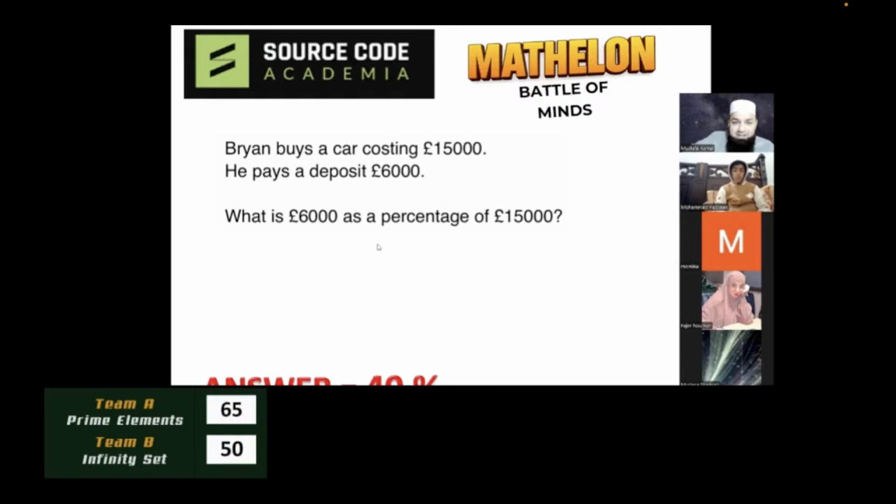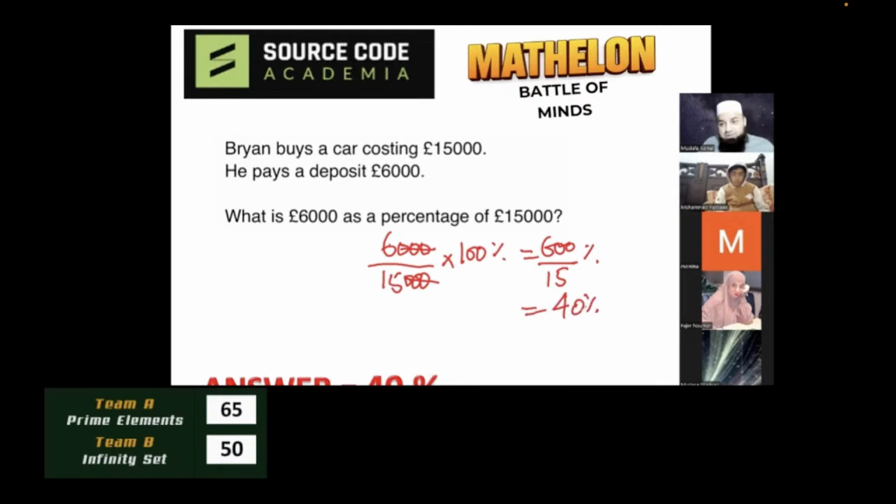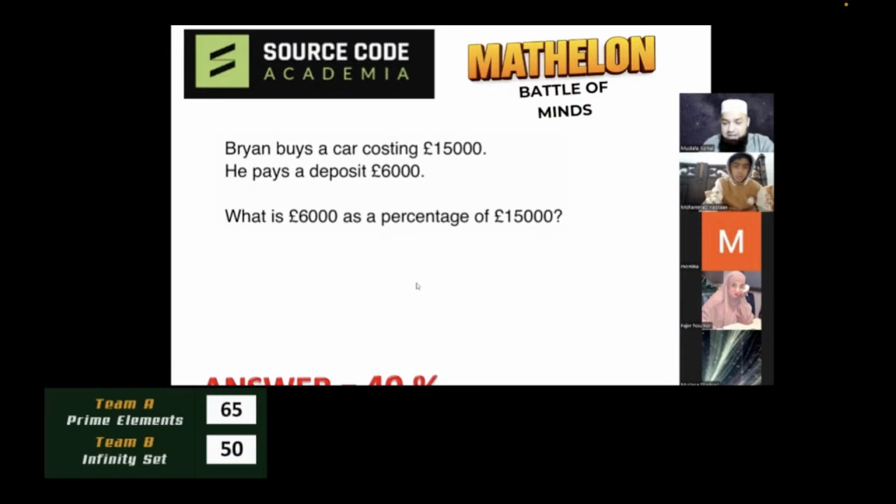We are asked to write 6,000 out of 15,000 as a percentage, which we can do by this method. We can remove 3 zeros. So 6 times 100 equals 600, divided by 15, which is equal to 40%. This is how we calculate it. So it's not very tough. We just have to write 6,000 divided by 15,000 times 100, which gives us the answer. Well done. The next question is on your screen now.